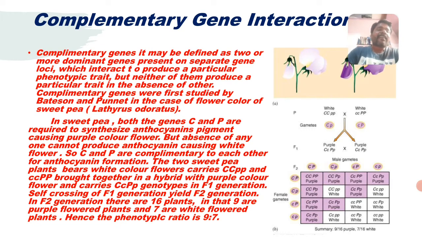See, in the checkerboard, the white blocks are nothing but white color flowers, and purple blocks are nothing but purple colored flowers. Right? The ratio is 9:7. Nine are purple flowers and 7 are white flowers. This is all about the complementary gene interaction.